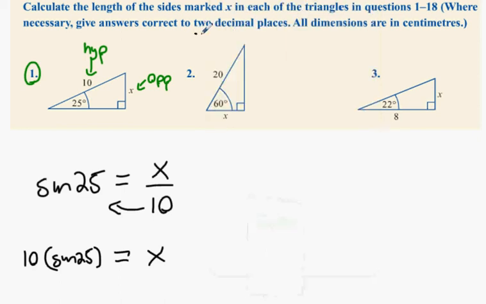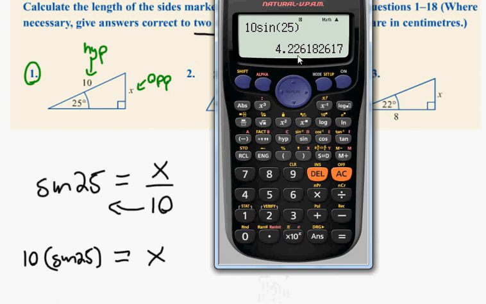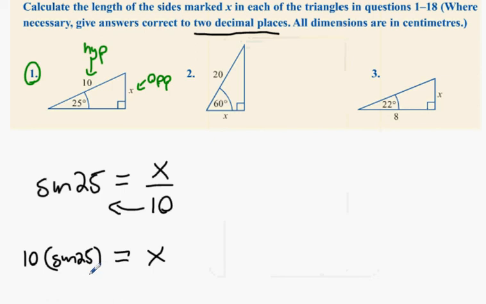4.226. 2 decimal places. So 26 becomes 30. 4.23, because it rounds upwards if it's 5 or above. See the 6? That will round up, not down. So it's 4.23. Now this is difficult the first time, okay? Let's try another one. Let's try question 2.